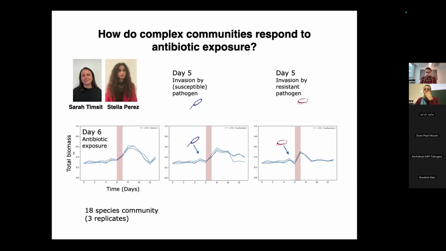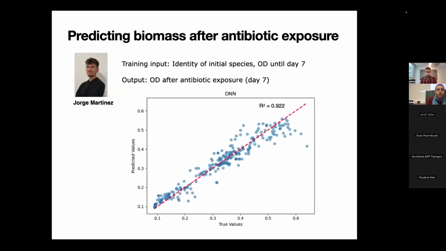So right now we are trying to understand what kind of communities will react in one way or another. We just had the sequencing results back a few weeks ago, and we are still analyzing them for this kind of experiment. And we are also looking for statistical patterns that can help us make sense of which communities might be more or less resilient to the antibiotic treatment, for example.